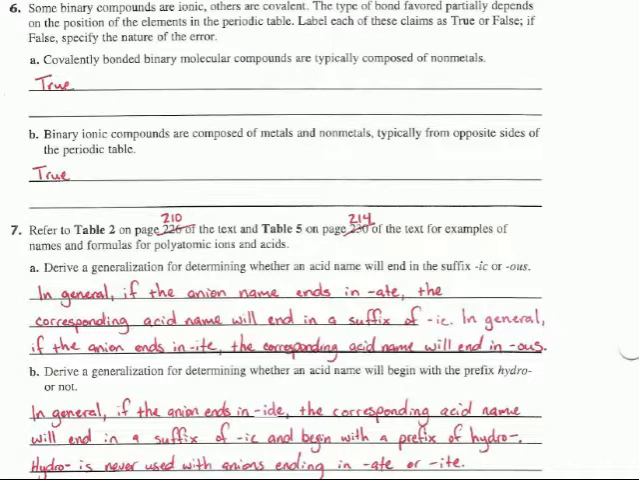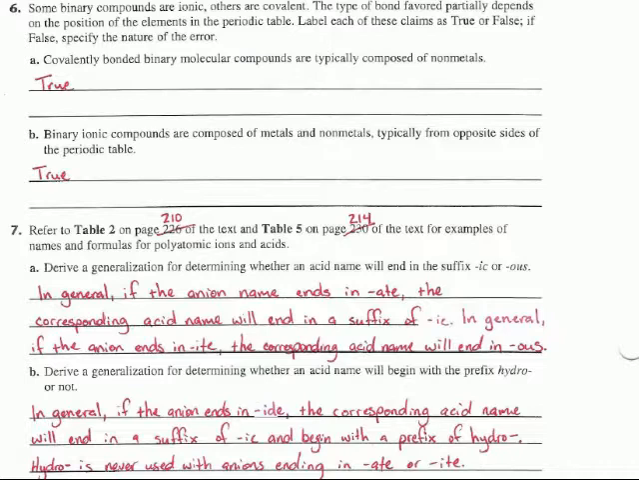B. Derive a generalization for determining whether an acid name will begin with the prefix hydro or not. In general, if the name of the anion ends in ide, the corresponding acid name will end in a suffix of ic and begin with a prefix of hydro. Hydro is never used with anions ending with ate or ite.